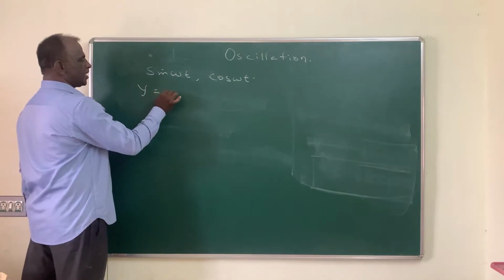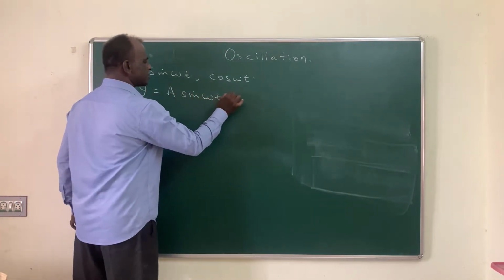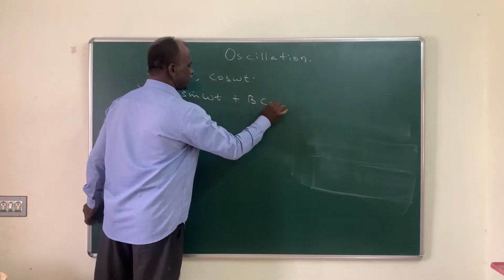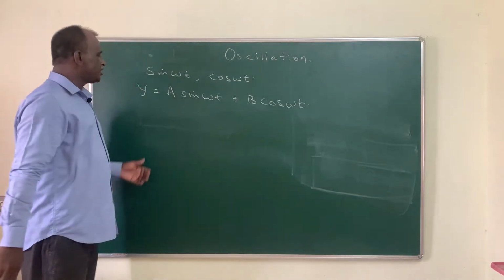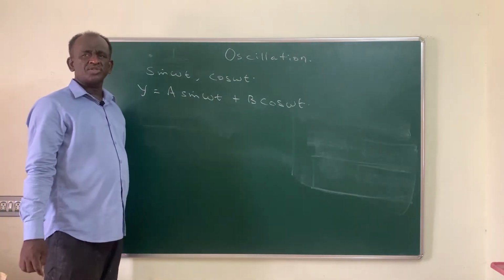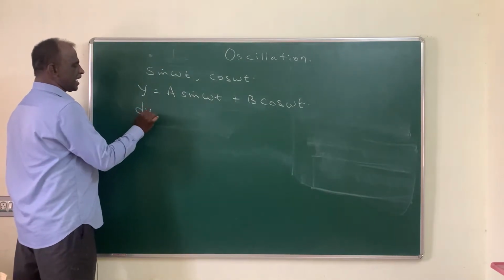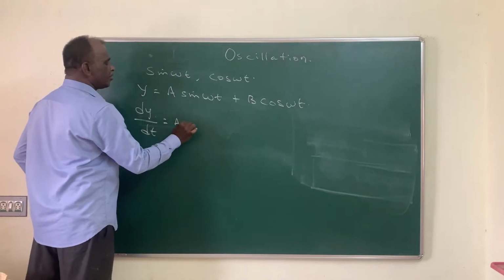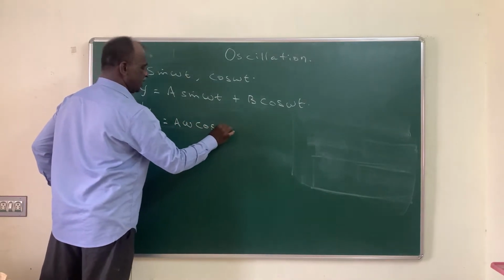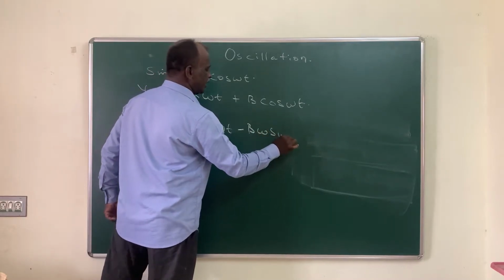y equal to a into sine omega t plus b into cos omega t. This is an equation. I need to check whether it represents simple harmonic motion or not. For that, let me differentiate this with respect to time. So dy by dt equal to a into omega into cos omega t minus b into omega into sin omega t.